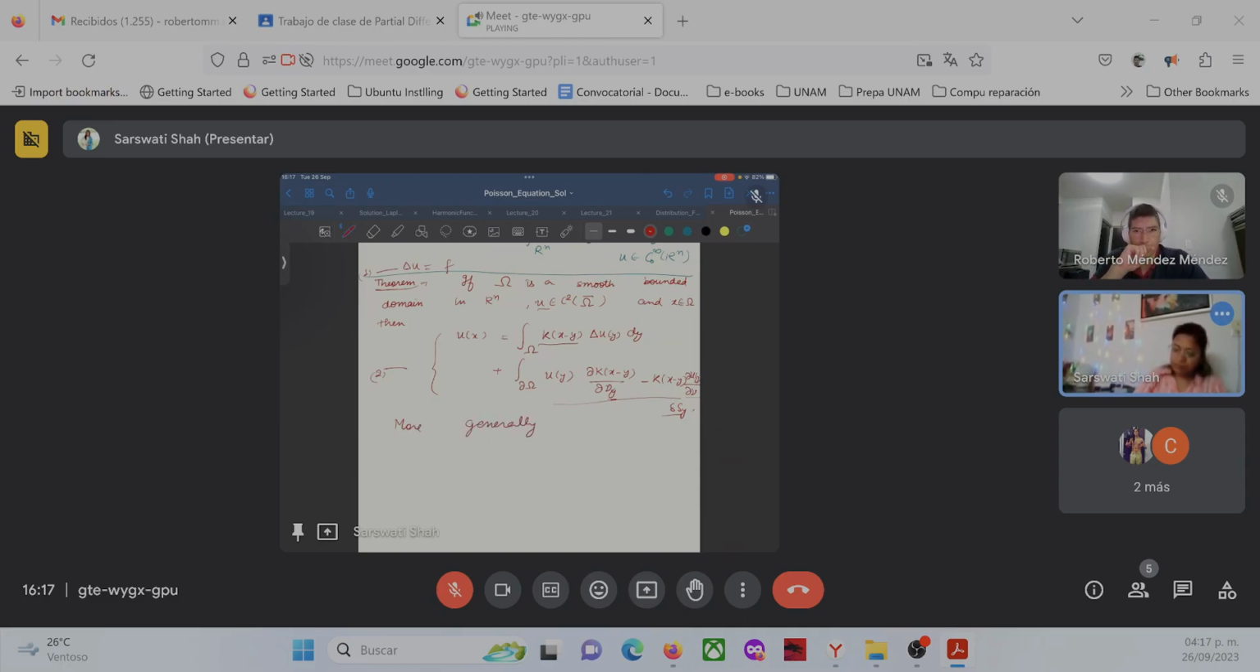More generally, equation two holds if u belongs to C2 of omega intersection C1 of omega bar and the integral over omega converges.